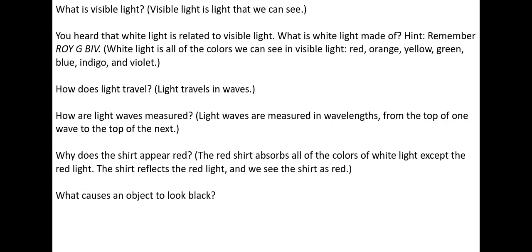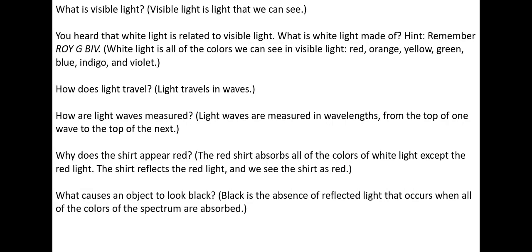What causes an object to look black? Black is the absence of reflected light that occurs when all of the colors of the spectrum are absorbed. So there's nothing being reflected back when you see the color black. What causes an object to look white? White is what we see when all of the colors in the spectrum are reflected. So that means no colors are absorbed, they're all reflected. Then we see white.